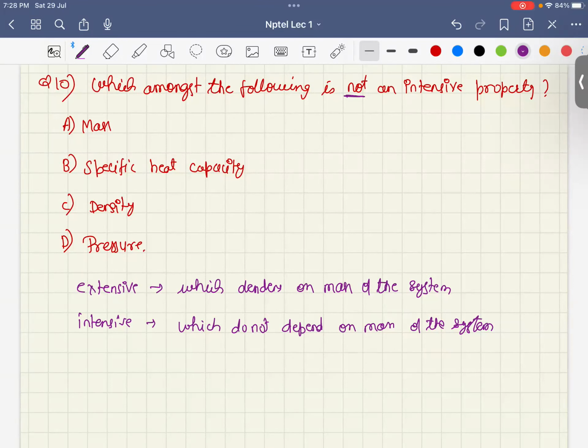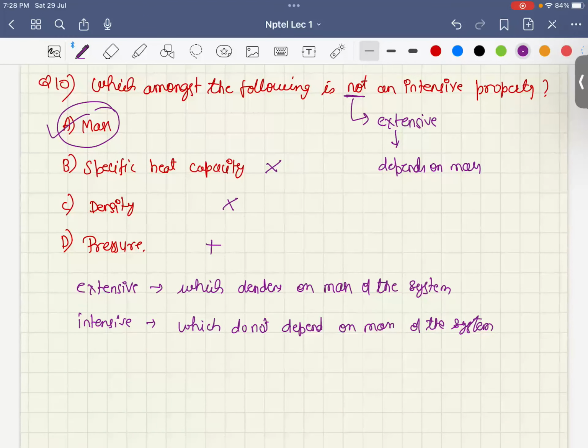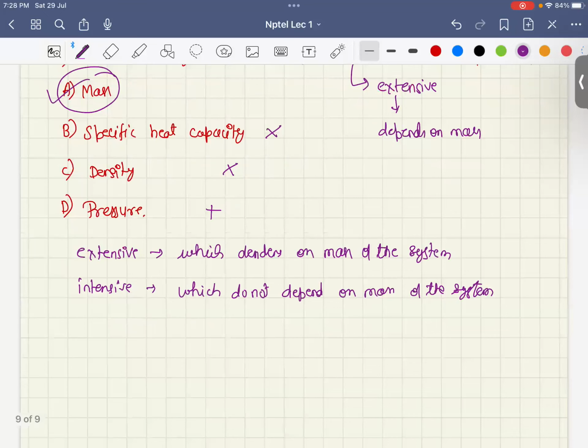So what we have here is not an intensive property. It means we need a property which is extensive, that means which depends on mass. What depends on mass? Mass depends on mass. Specific heat capacity does not depend on mass. Density also does not depend on mass. Pressure also does not depend on mass. So the correct answer is option A. Anybody has any doubt? So let us move on to the next question.